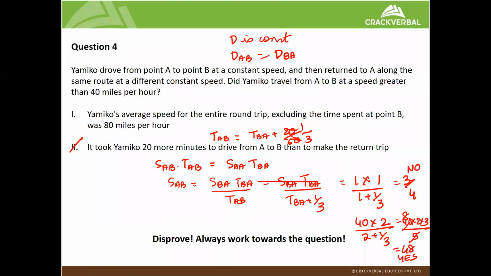So I'm not just discarding it just because it has two variables and I can't solve for it, okay? I'm actually putting in values and getting that contradiction. That's what you need to always do. Never eliminate a statement just because it has two variables and one equation.